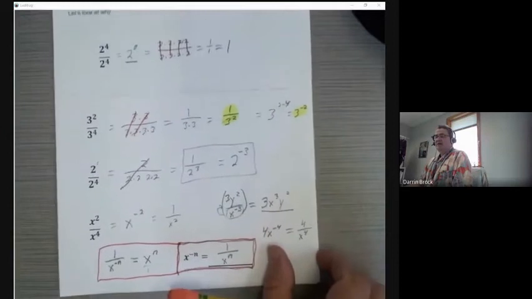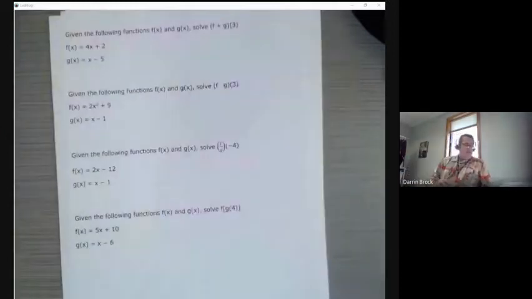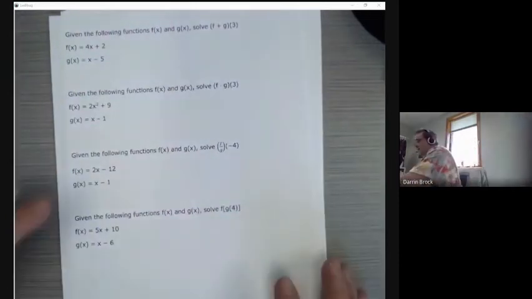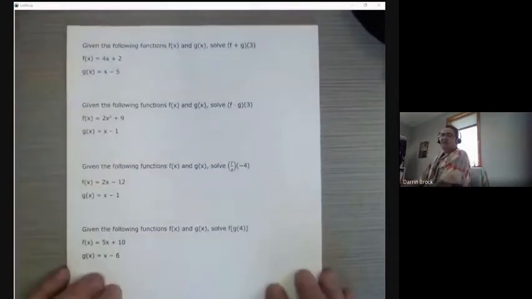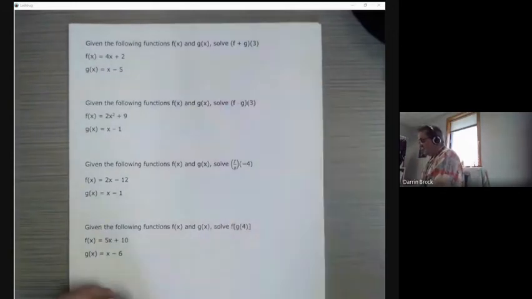All right. Let me move on to the next page. The other thing we had in this unit, right at the end, like the last lesson or two, talked about function operations. If we have functions and we're doing operations with those. And so here's 4 examples of what we had.